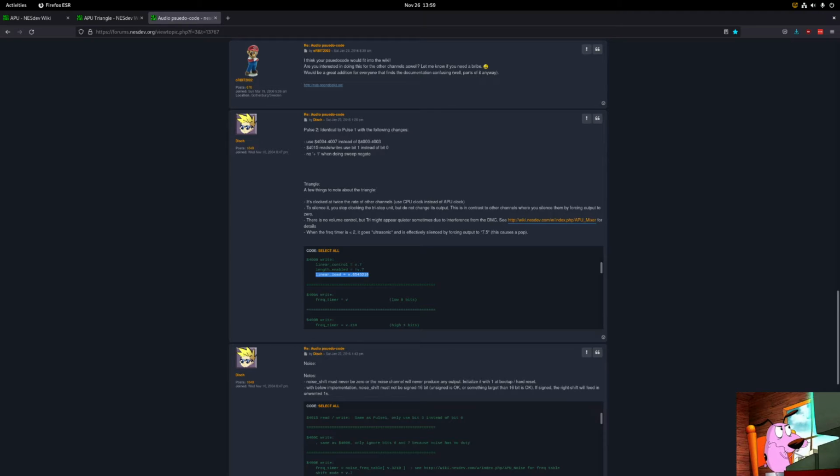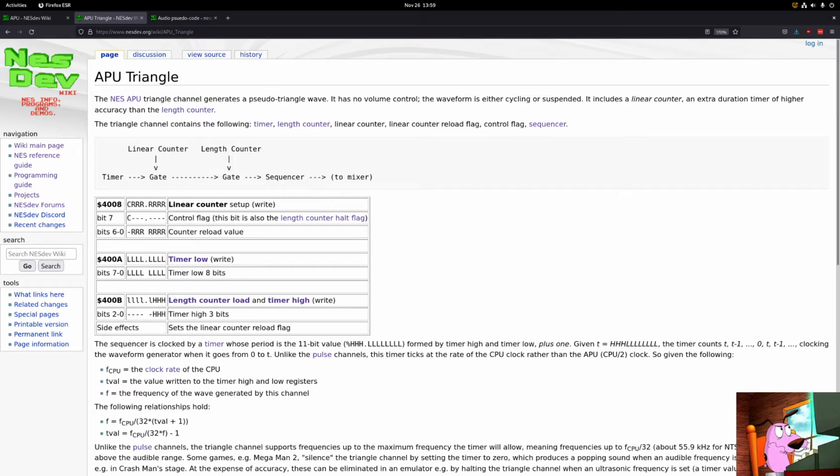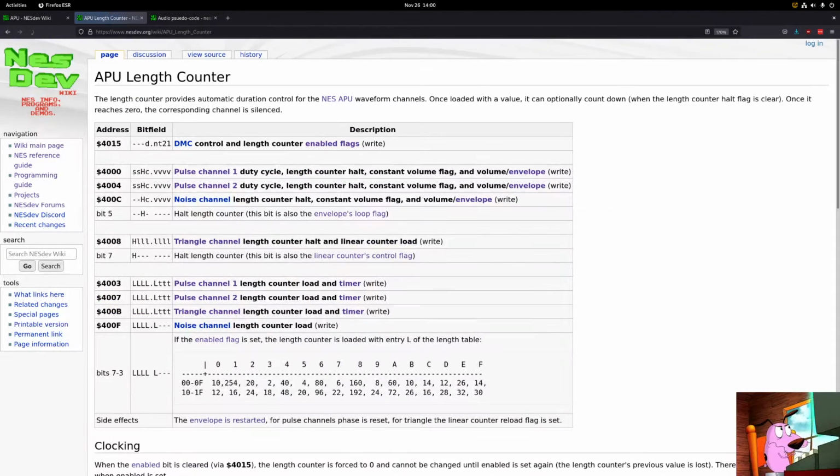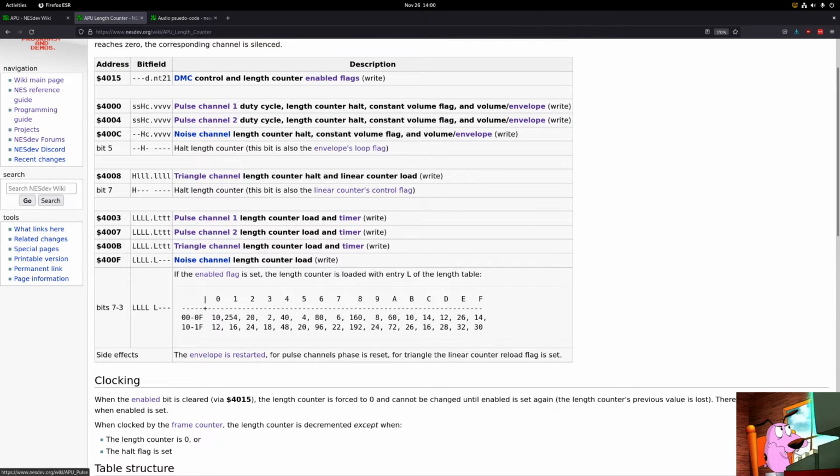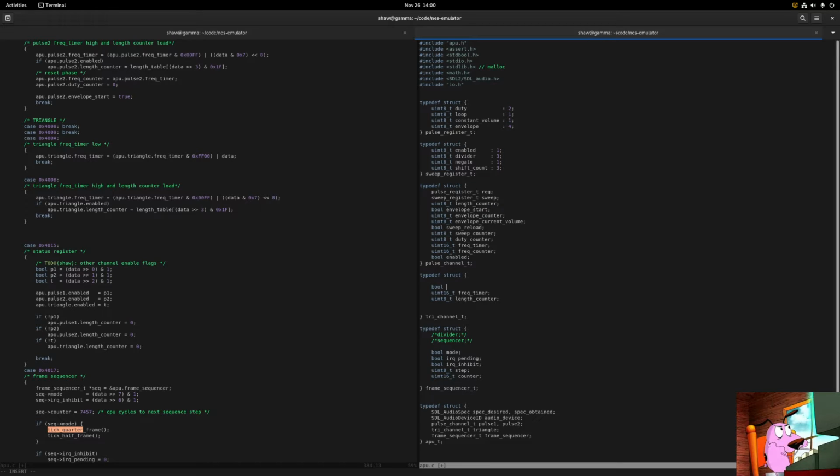So how do we want to call it? So if it's enabled when it's not set, is that what it is? Control flag. This bit is also the length counter halt flag. So these also have a length counter halt. What do I call it there?